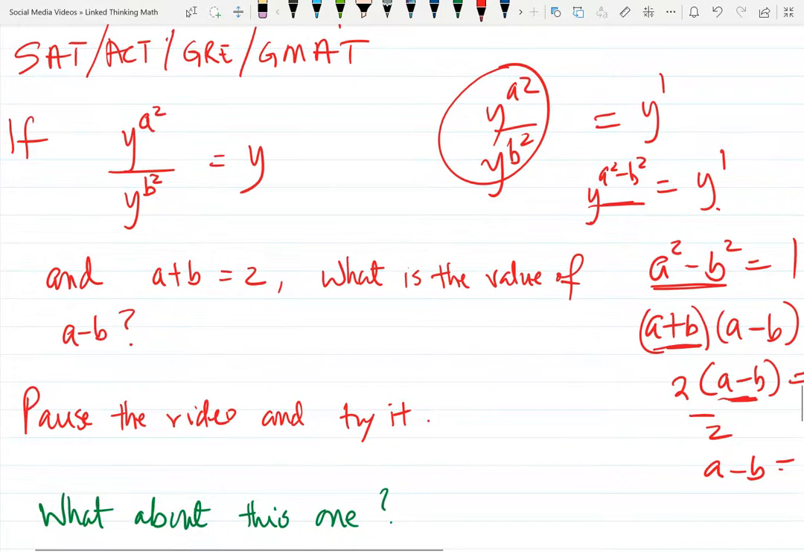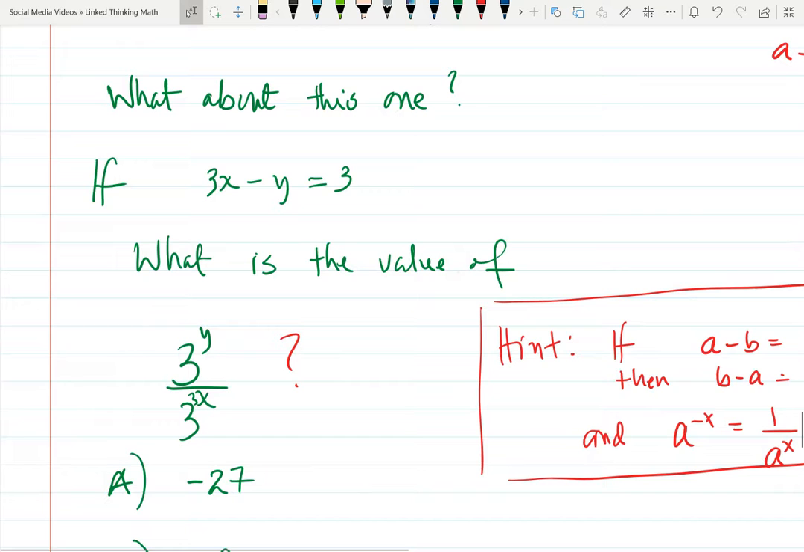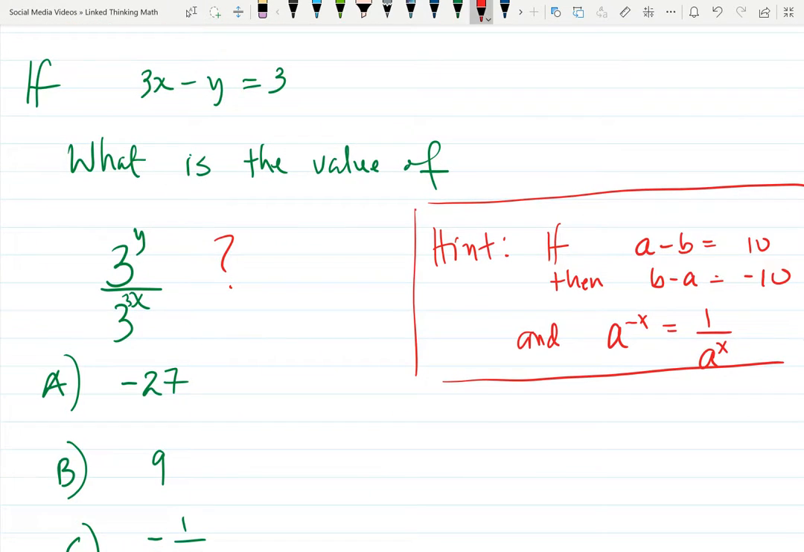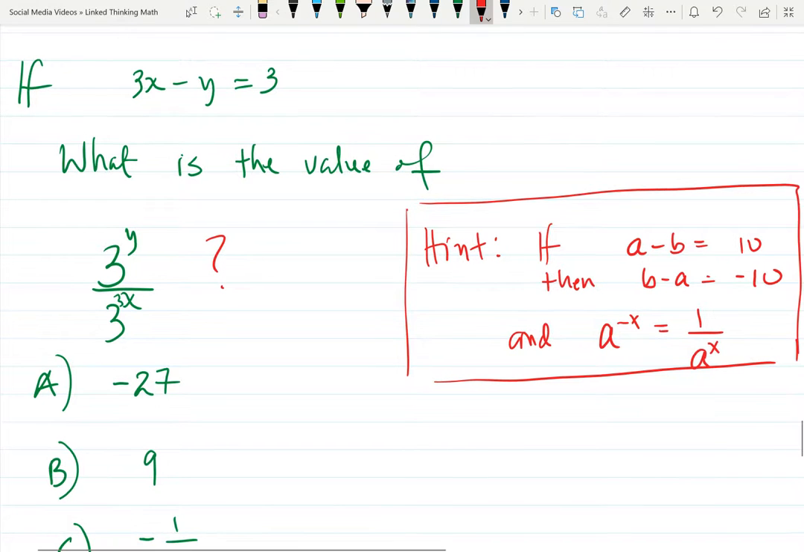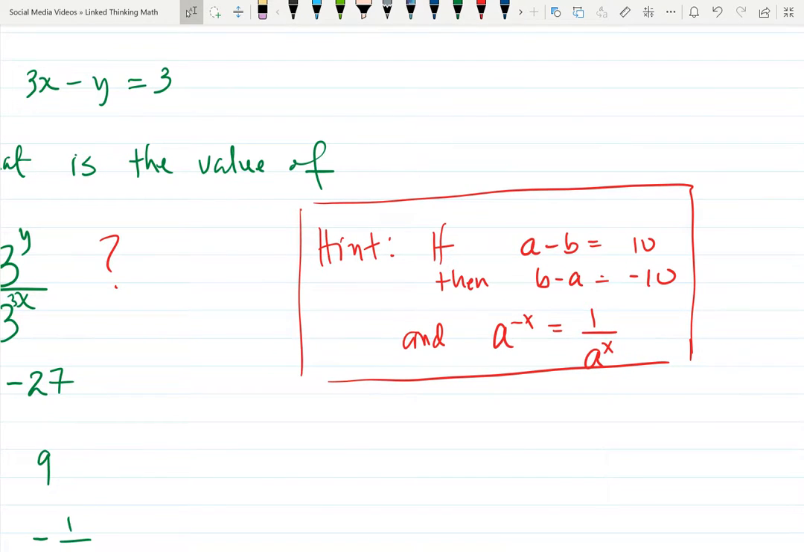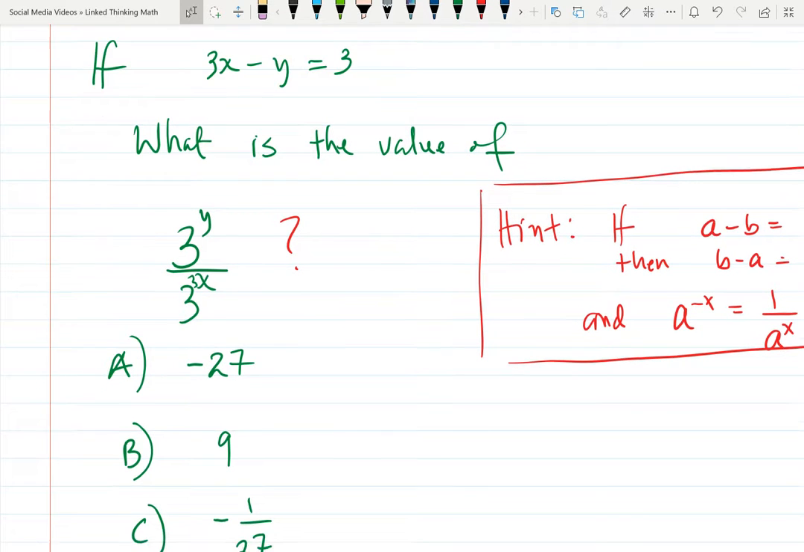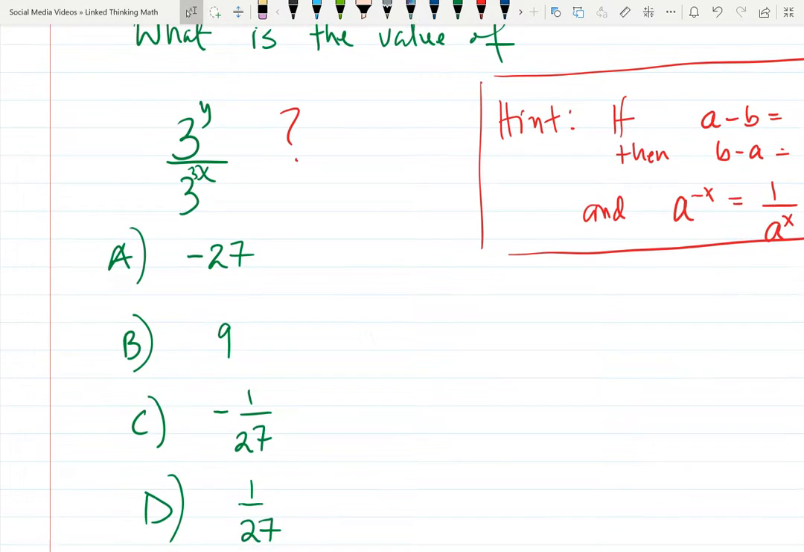Okay, what about this one? Try this one here. If 3x minus y equals 3, what is the value of 3 to the power y divided by 3 to the power 3x? I'll give you a hint. If a minus b equals 10, then b minus a equals negative 10. And also remember, a to the power negative x is 1 over a to the power x. What is the value of this based on the information I've given you? Pause the video, solve it. Which one is the answer? Then look at the solution.